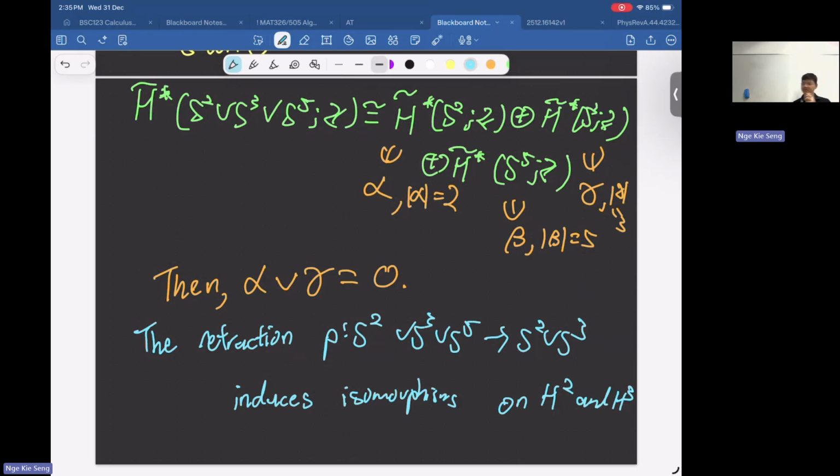In other words, these degree 2 generator and degree 3 generator have nothing to do with S1. Does it make sense? Alpha comes from X2. Gamma comes from S3. S5 is another space. Do you understand? Yeah.